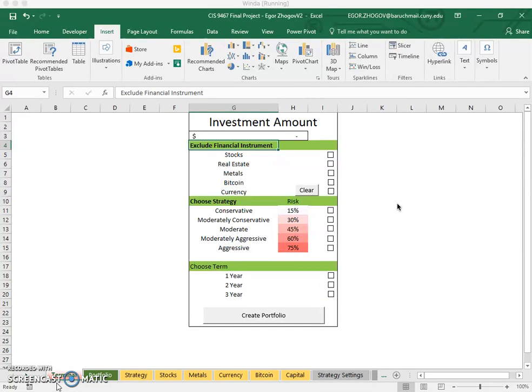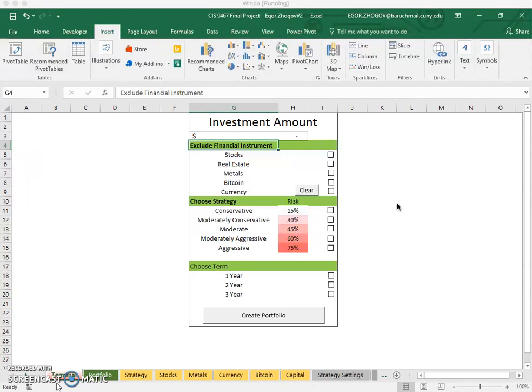For this assignment, I decided to build an investment calculator which allows you to input the amount you would like to invest, choose instruments, strategy, and time period, and then it will calculate when the money should be invested, how much, and what the investment outcomes are. All this is done by a VBA-enabled solver. But let me start by showing what this can actually do.